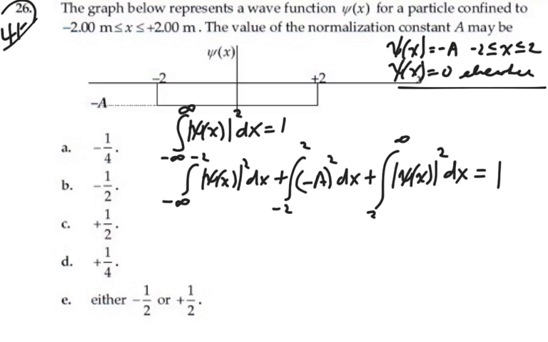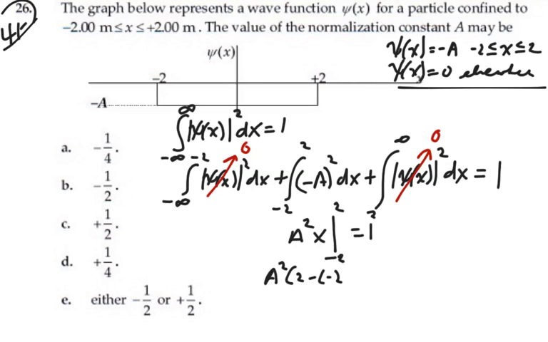But our wave function is 0 elsewhere, so these two terms are 0. And we are left with this middle term, which is going to be A squared x, evaluated from -2 to 2, and that should be equal to 1. So we have A squared times 2 minus -2 is equal to 1, or A squared equals 1/4. Hence, A is going to equal plus or minus 1/2.